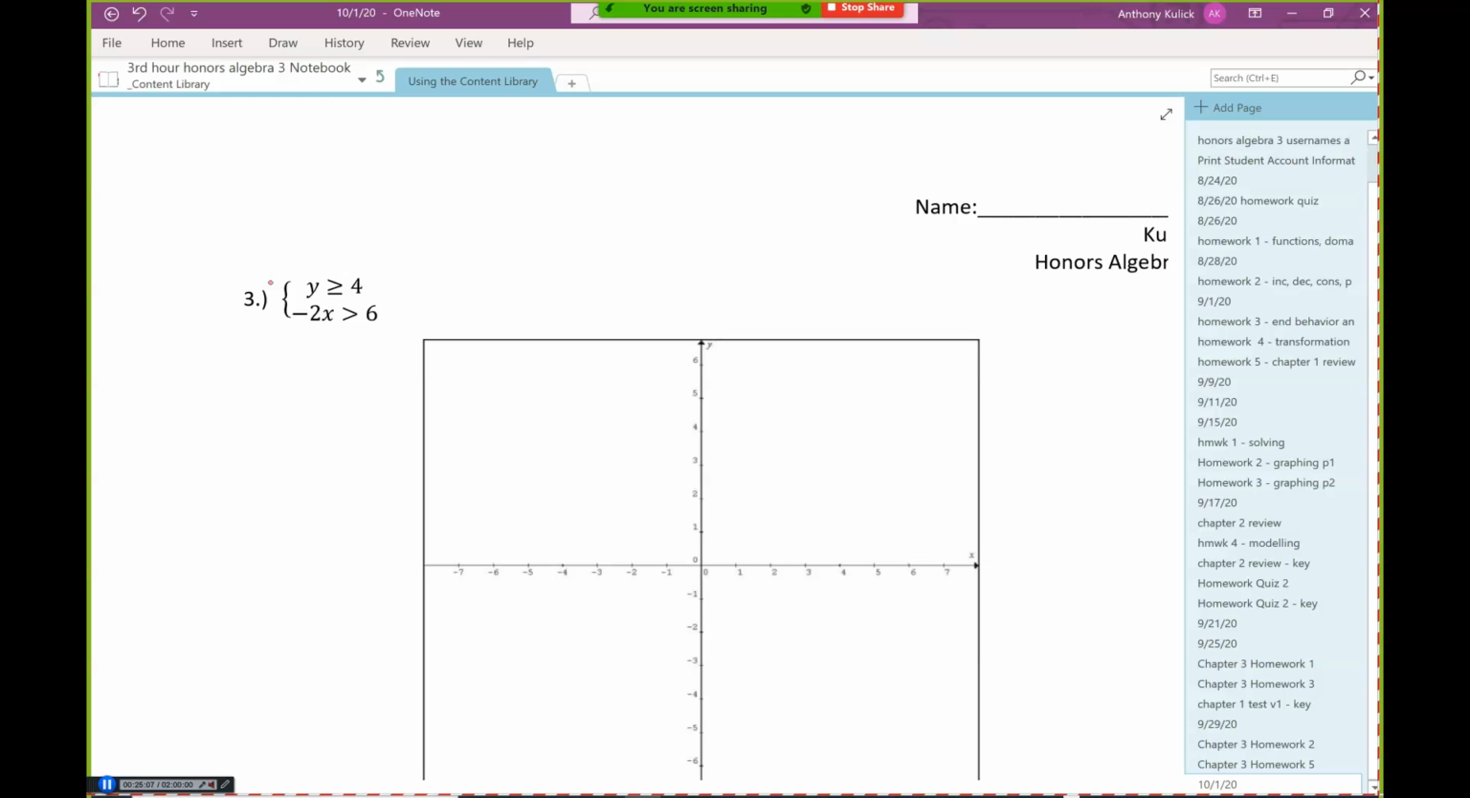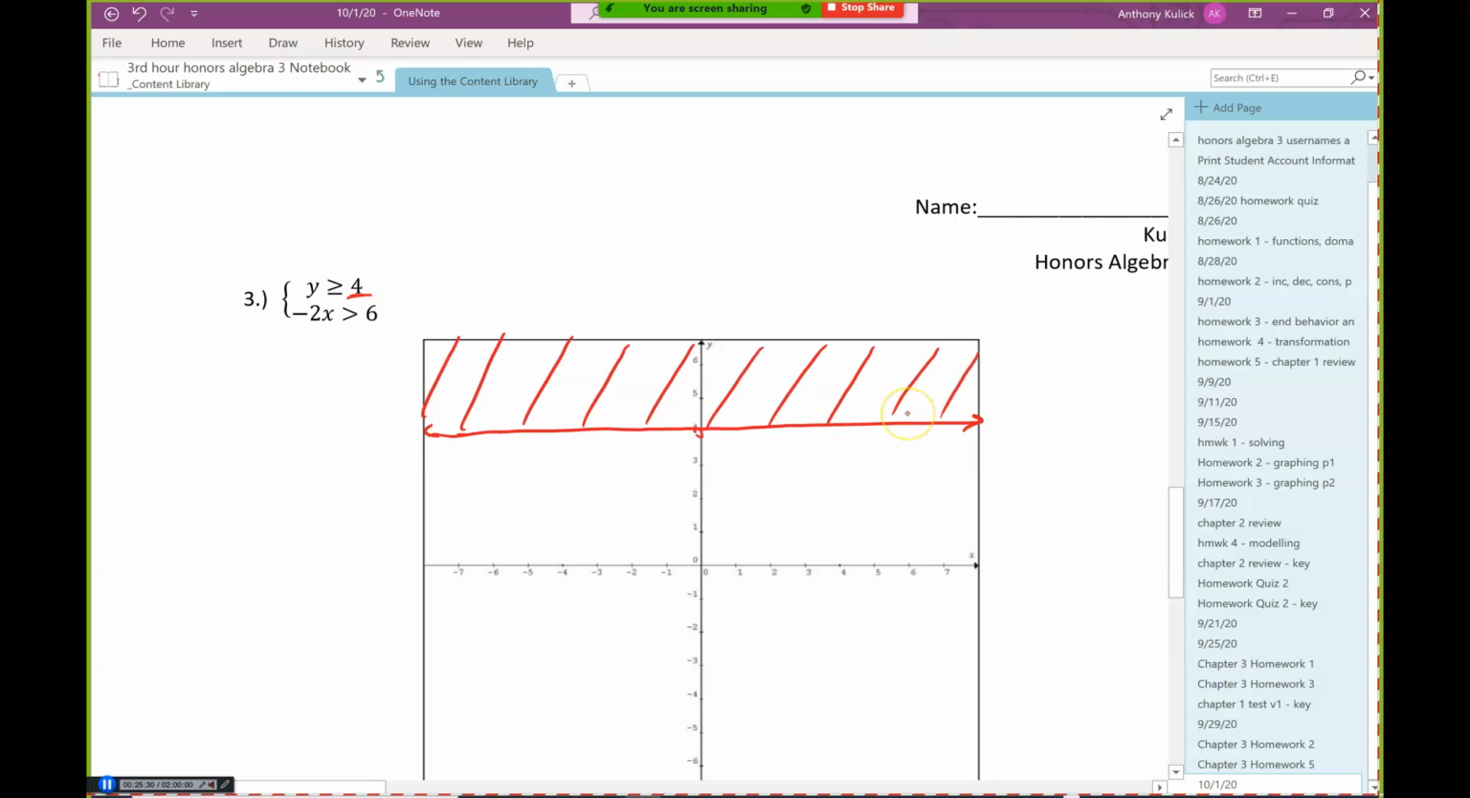The question then becomes, where does that horizontal line need to go through? Well, it needs to go through the y-coordinate of 4. So there's the y-coordinate of 4. So my horizontal line just needs to go through there. Is that okay? And then if we're going to have a greater than, we're shading above. I didn't bother with an XY table because it's just a horizontal line. There's no need to do that, right? One point is enough if I know it's horizontal.